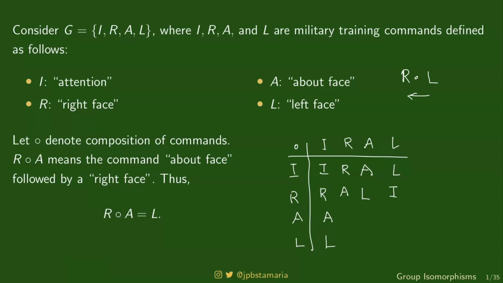A times R. So that's right face followed by an about face, that's a left face. How about two about faces? If you perform two about faces, what do you see? How about left face followed by an about face?